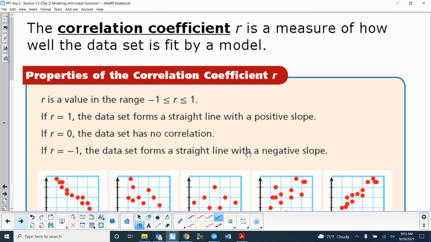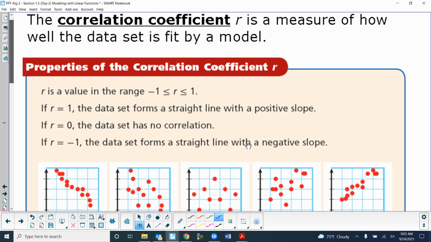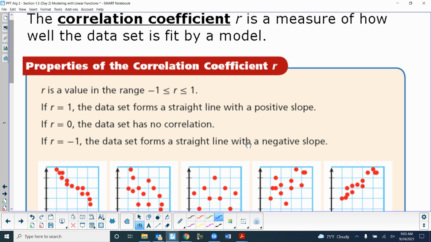So the correlation coefficient is a measure of how well the data will fit, all right? So it's always between -1 and +1. If you get a 1, then all your points would line up on the line. You could put a line right on it, okay? If you have a negative, it'll be a straight line. If it's -1, they all line up, okay?